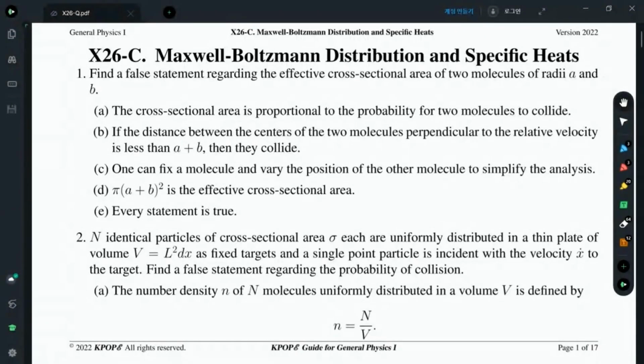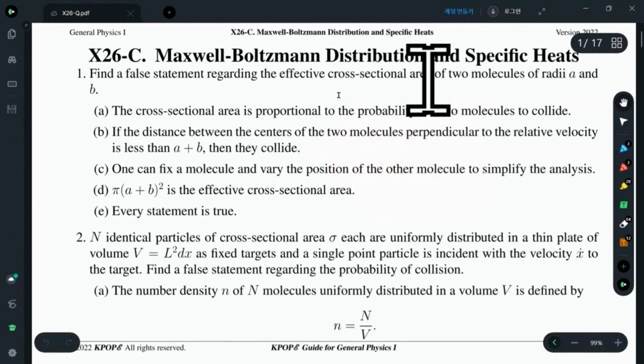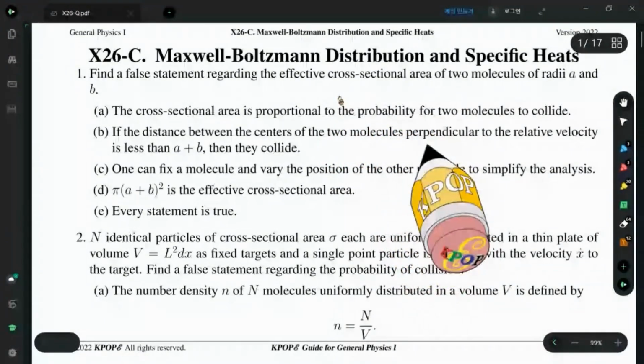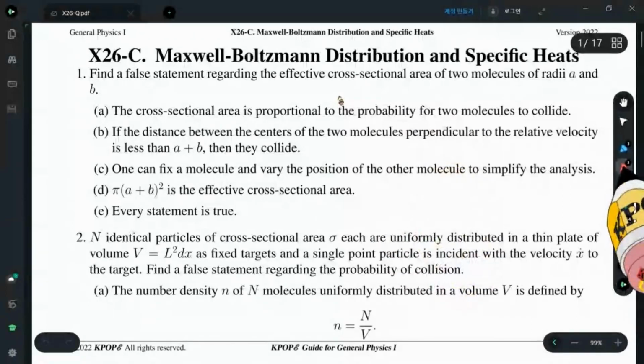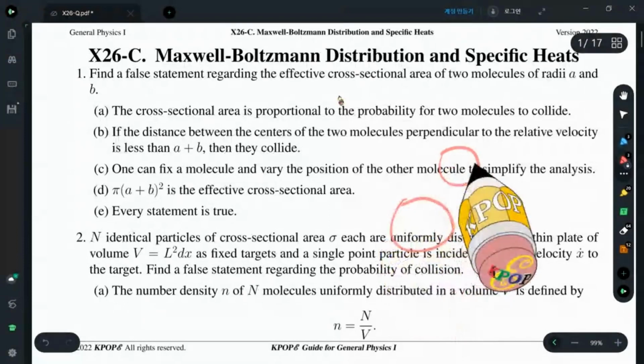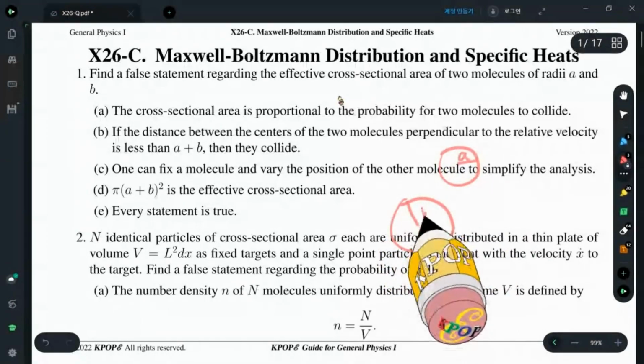X26, Maxwell Boltzmann distribution and specific heats. Okay, effective cross-sectional area of two molecules of radii A and B. Two spheres of radius A and radius B.